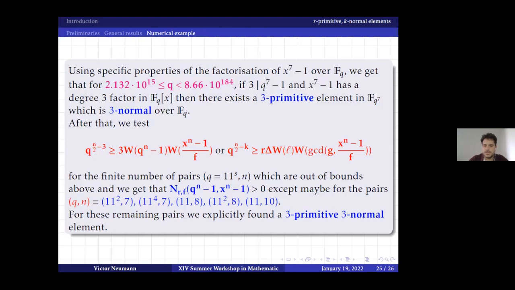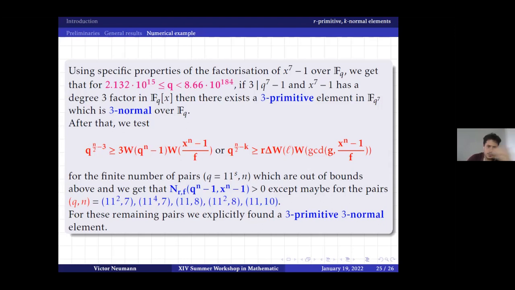Let me ask you something, Victor. Emar asked a really good question. Thinking about future work and future directions, do you think it could be of interest to see which conditions we must put on these parameters so that we don't have these R-primitive, K-normal elements? Because it seems that in all the theorems you put some conditions and you ensure that there is this primitive element with normal over the field.